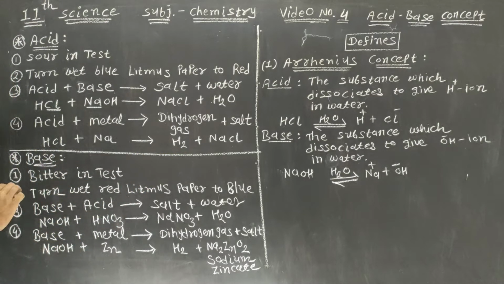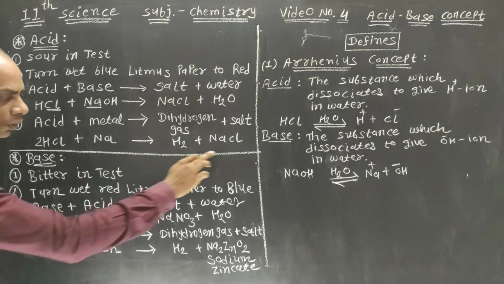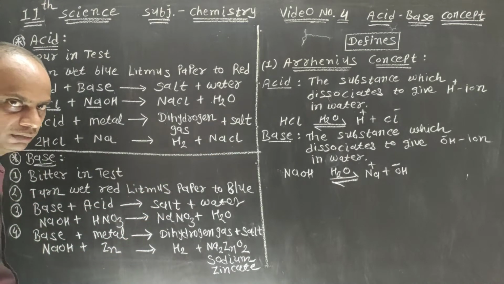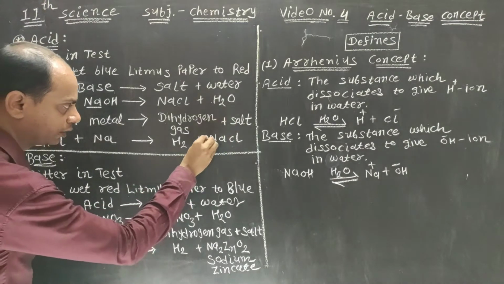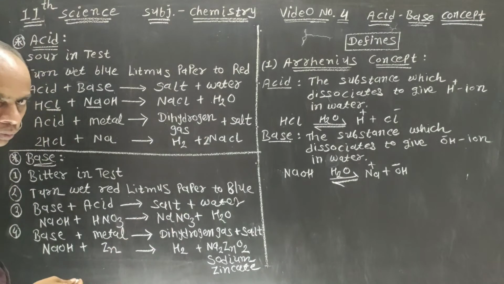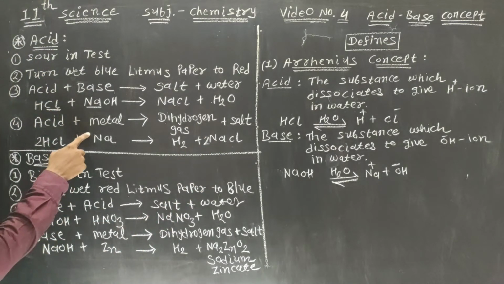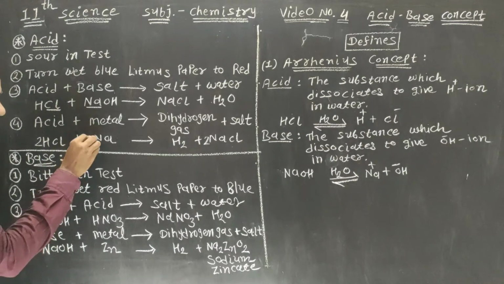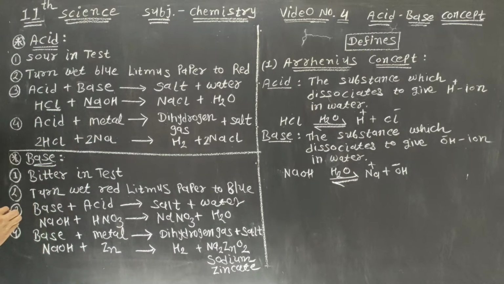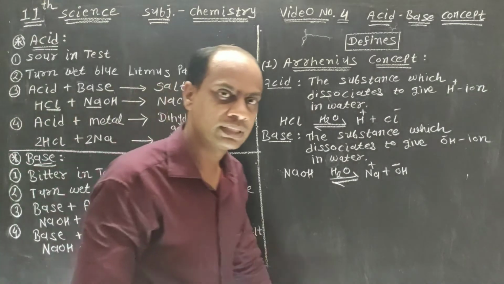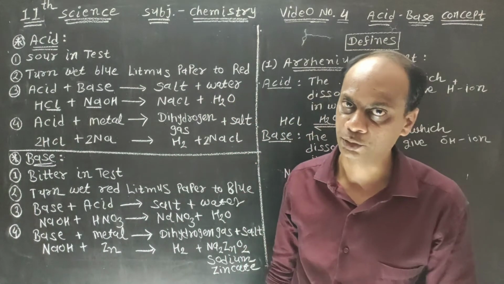We have only 1. Coefficient is 2. Number of chlorine atoms 2. On right hand side is only 1. So before that we are going to put 2 coefficient. Number of sodium metals becomes 2 times. Here is only 1 time. So we are going to multiply it by 2. So these are some characteristics for the acid.